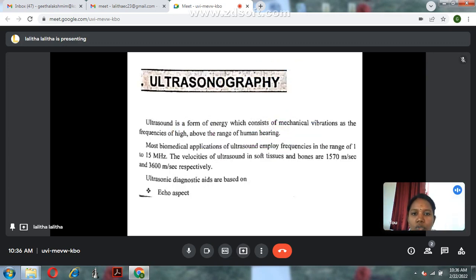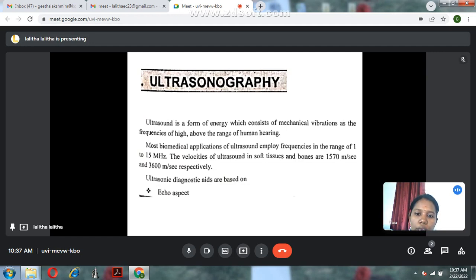Next, ultrasonography. Here you use ultrasound. Ultrasound is a form of energy which consists of mechanical vibrations at a frequency high above the range of human hearing. Most biomedical applications of ultrasound employ frequencies in the range of 1 to 15 megahertz. The velocity of ultrasound in soft tissues and bones is 1570 meters per second and 3600 meters per second respectively.